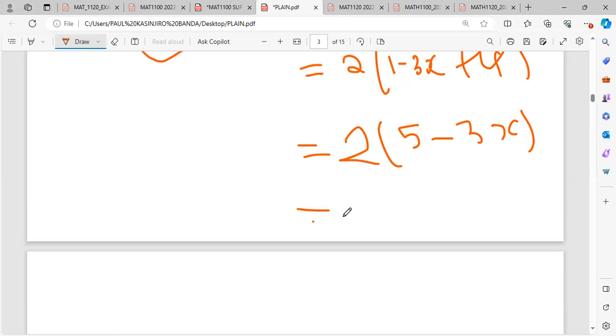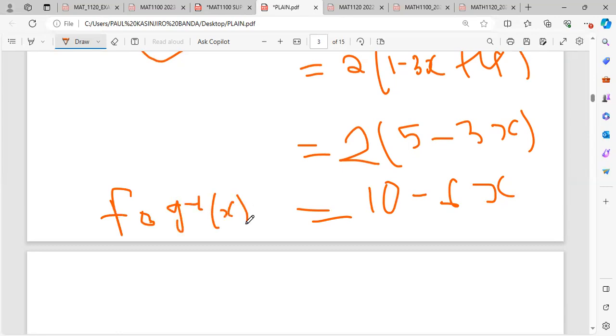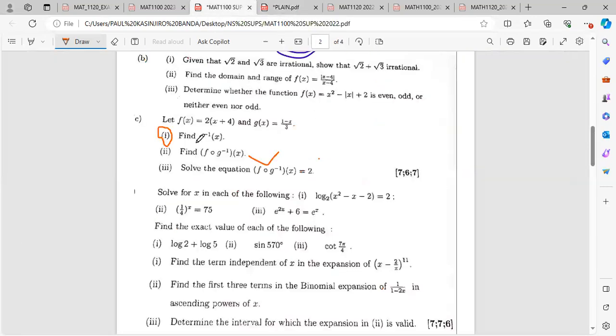So there, what do you get? You get your 10 minus 6x. Okay, so this is your f of g inverse of x. So this is the equation there. Then we move to the next one. They're saying solve the equation f of g inverse of x is equal to 2.